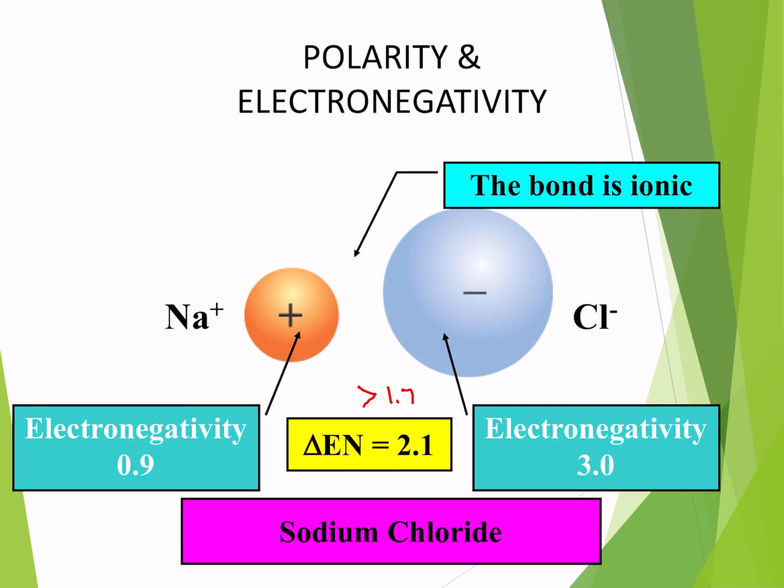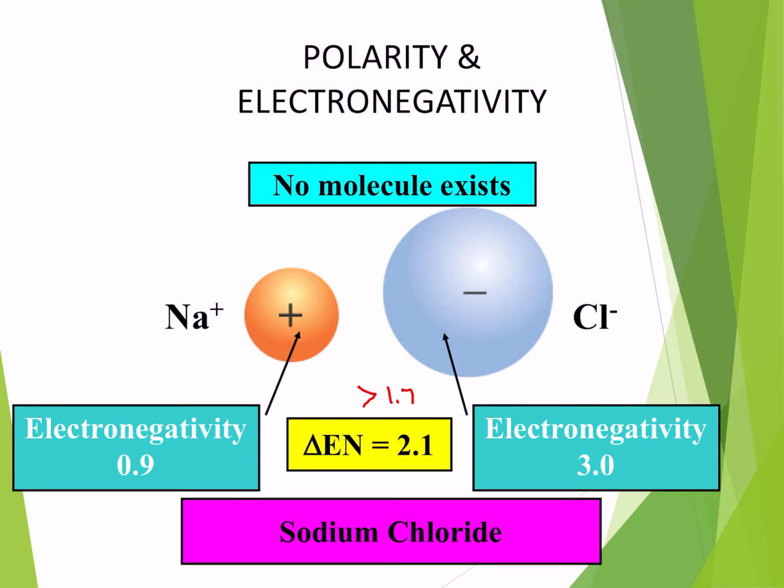So this is not a molecule. This is a compound. And we talked about last time or the time before, the word molecule is kind of exclusive for covalent bonds. So we say no molecule exists here because this is an ionic compound. But again, you likely could have recognized that without the difference in electronegativity because you know that sodium is a metal and chlorine is a nonmetal. And we know that when we have a metal and a nonmetal, that forms an ionic compound.